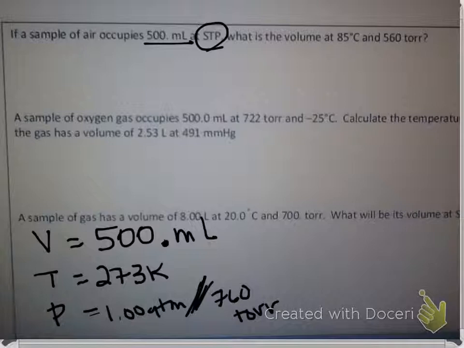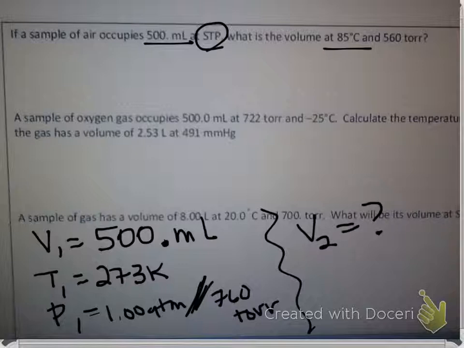Okay. So it says, what is the volume at 85 degrees Celsius? What is the volume? That means these are all initial conditions, and we're asked for a new volume. So that's what we want to calculate. We're given a new temperature, 85 degrees Celsius. 85 plus 273. What's 85 plus 273? 358 Kelvin, right?